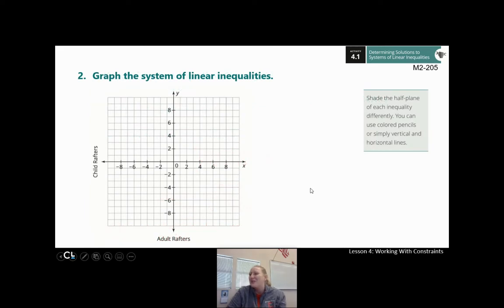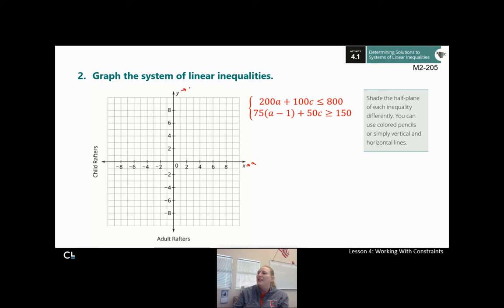Let's go ahead and come over here. We're going to graph the next step. We're going to graph our system of inequalities. Here's our system. If you're a little confused because we've got X's and Y's and they have A's and C's, just real quick, our adult rafters is our X. So if you want to, you could be like, that's A. And our child rafters is our Y-axis. So if you want to, you could be like, hey, that's C. If that helps you out just a little bit.